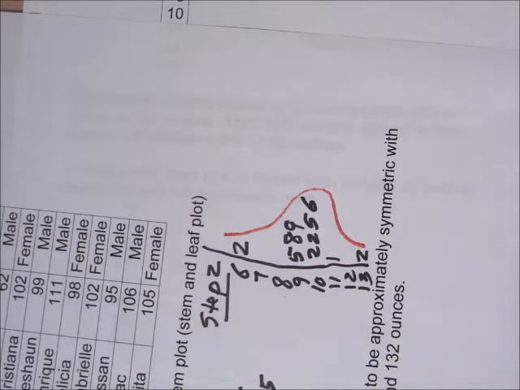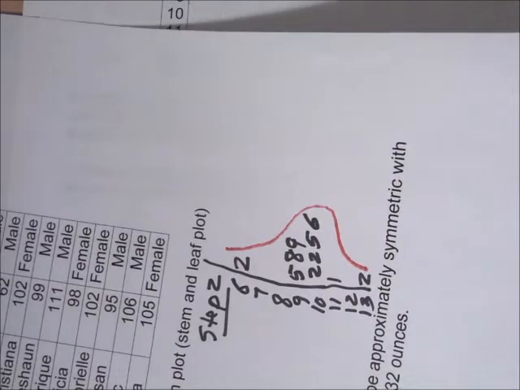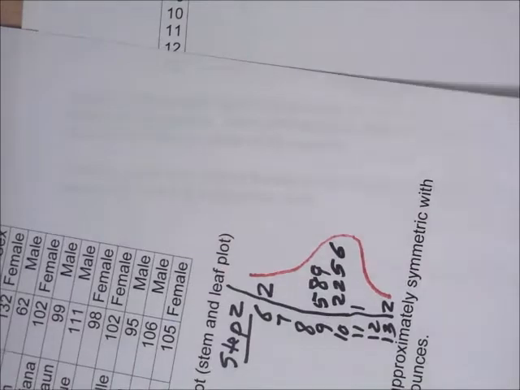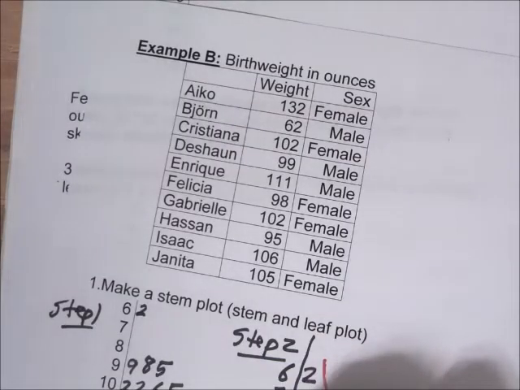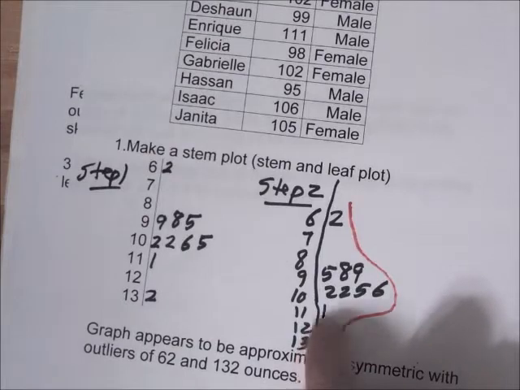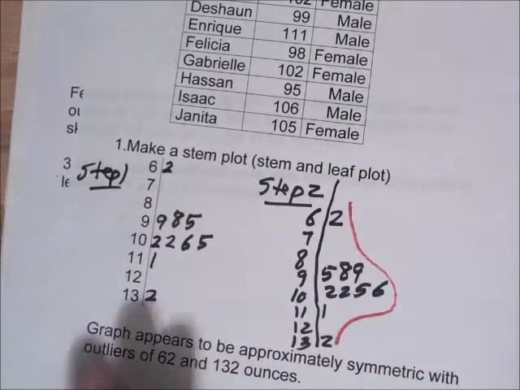And so it's a somewhat bell-shaped graph. For a small data set, it's not going to be exactly bell-shaped, but it looks at least somewhat bell-shaped here. We have one main cluster, and then it tapers off on the two ends, and it's more or less symmetric. We have outliers of 62 and 132. Outliers in a data set are very different from the other data. So we have a little bit of a gap here, especially the 62.